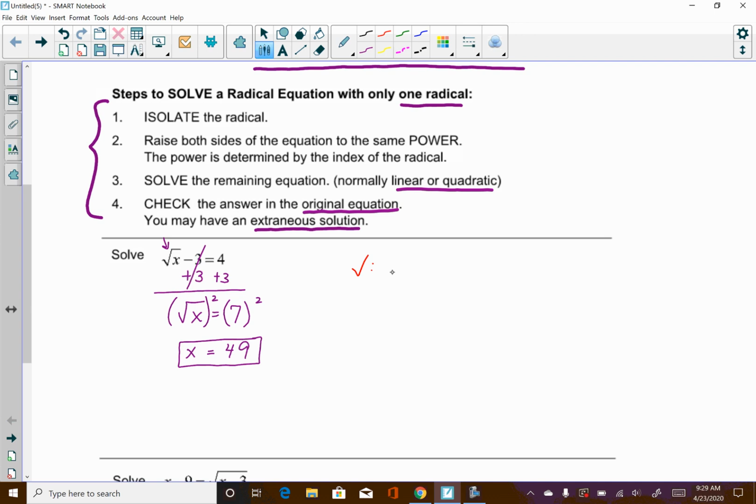This one you can almost eyeball, but you have the square root of x. I'll just rewrite my original problem here, equals 4. So in place of that x, I'll put in 49. What you're really trying to see is, does this equal 4? Well, sure enough, the square root of 49 is 7, and 7 minus 3 definitely equals 4. So x equals 49 is definitely our solution.